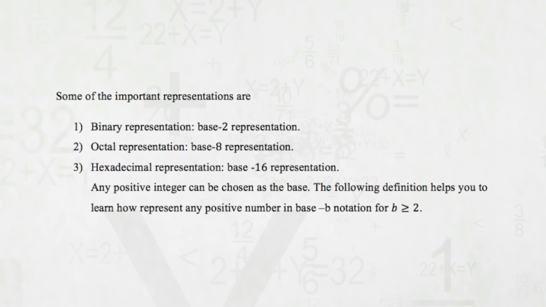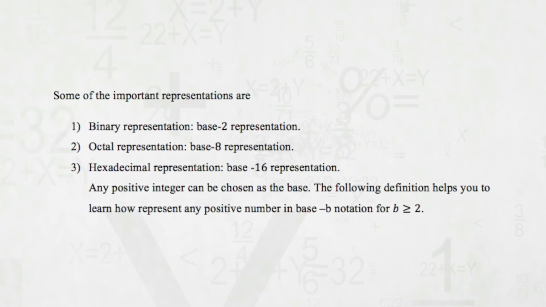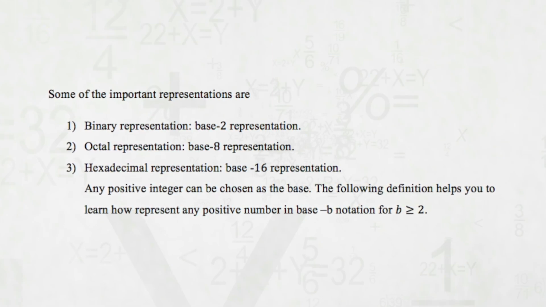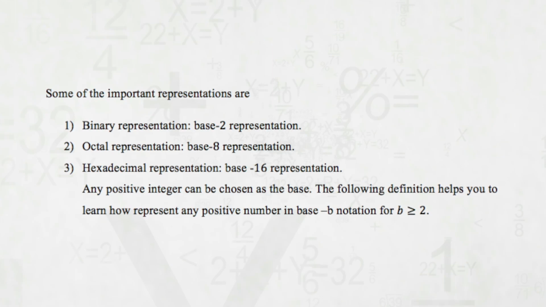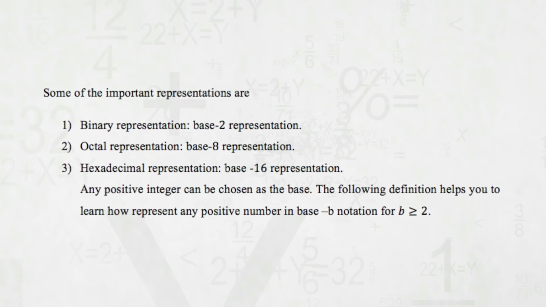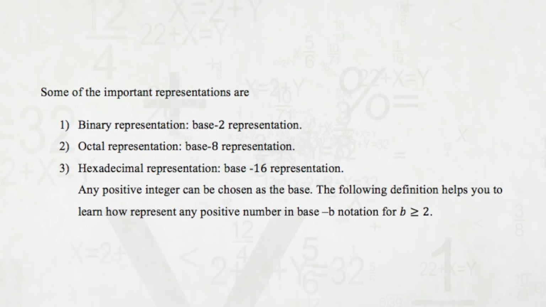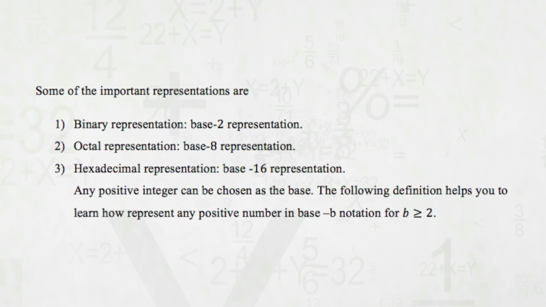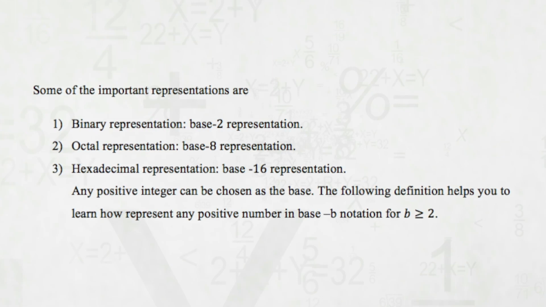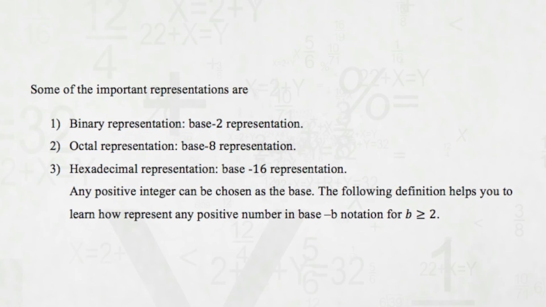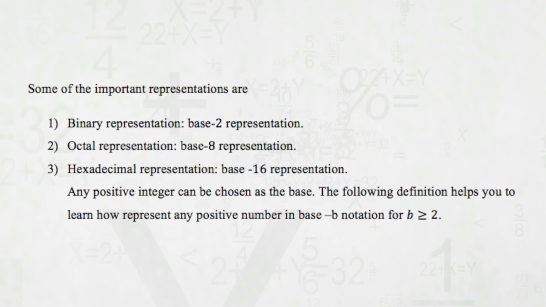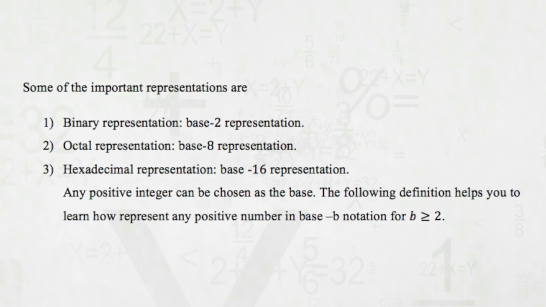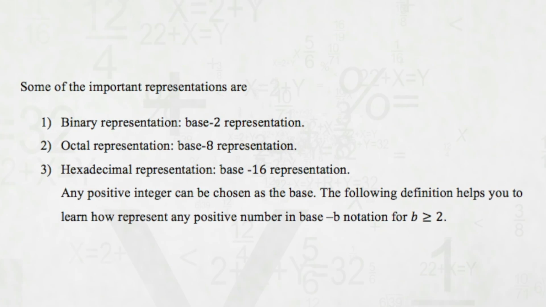Some of the important representations are binary representation, that is base 2 representation, and then octal representation, that is base 8 representation, and then hexadecimal representation, that is base 16 representation. Any positive integer can be chosen as the base. The following definition helps you to learn how to represent any positive integer in base B notation for B greater than or equal to 2.